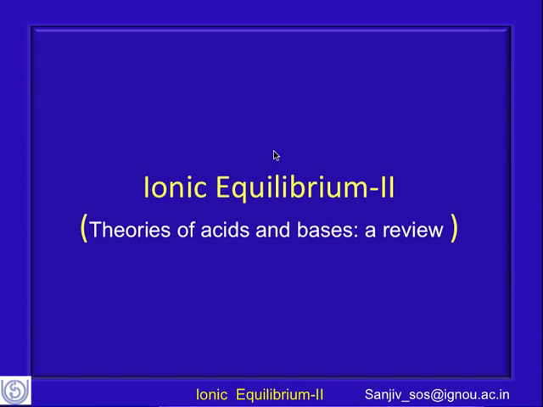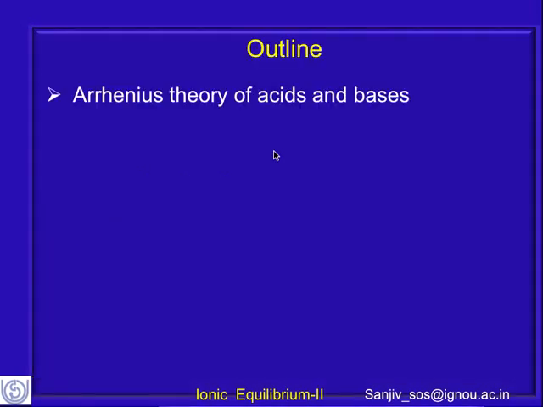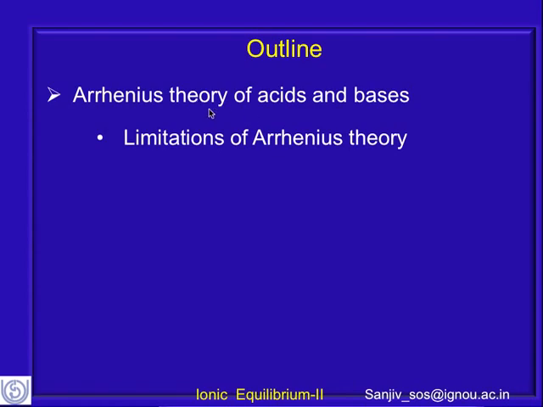To begin with, we will talk about the simplest theory of acids and bases, that is the Arrhenius theory. Then we will briefly talk about the limitations of the Arrhenius theory. That's how the concept of acids and bases has grown. This is the first theory which came up. There were certain limitations, and to get over these limitations, a new theory was proposed.